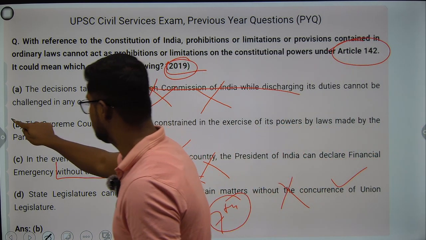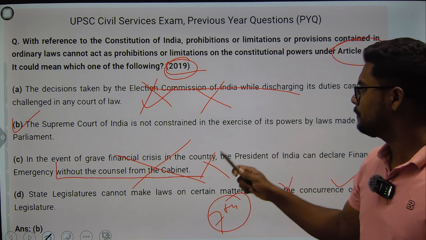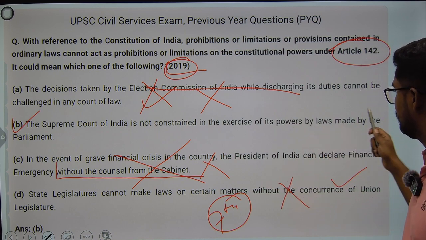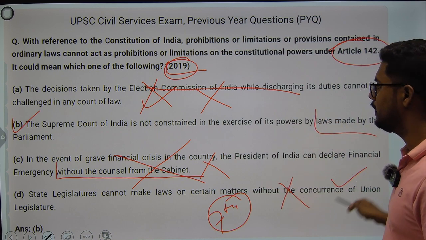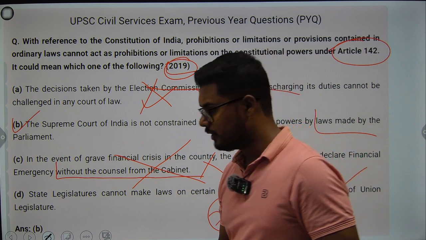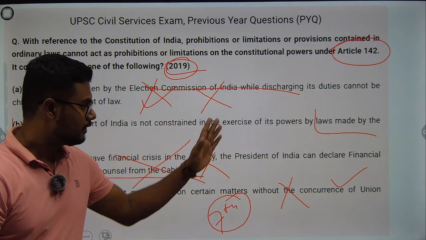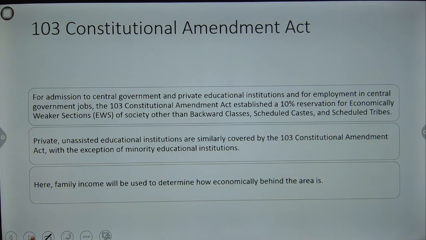Hence, the right option is option B, that is the Supreme Court of India is not constrained in the exercise of its powers by laws made by the Parliament. Alright. This particular article talks about the discretionary power of the Supreme Court of India.